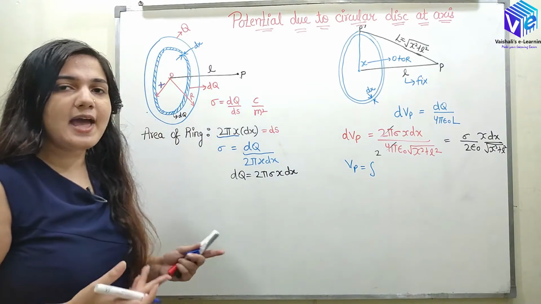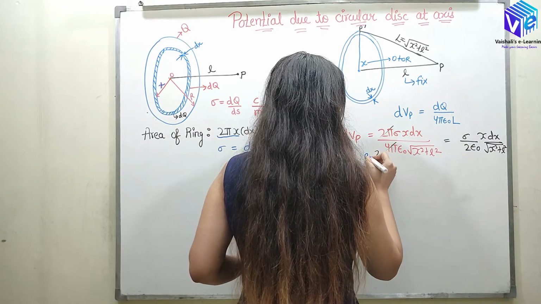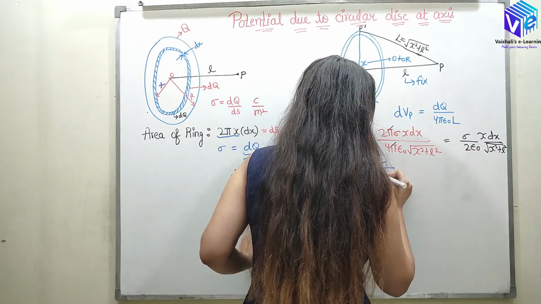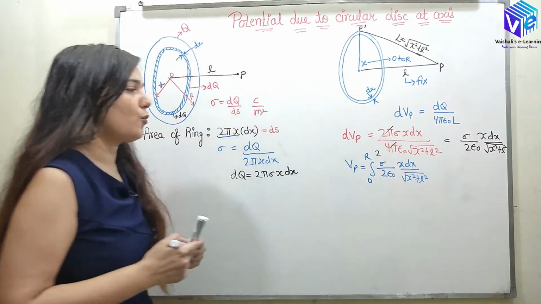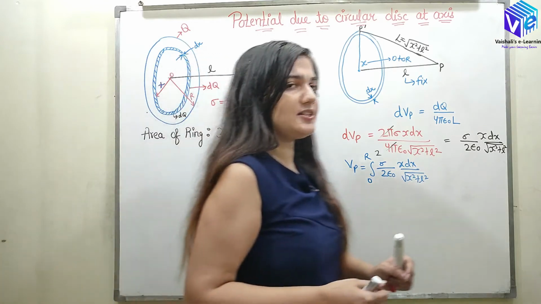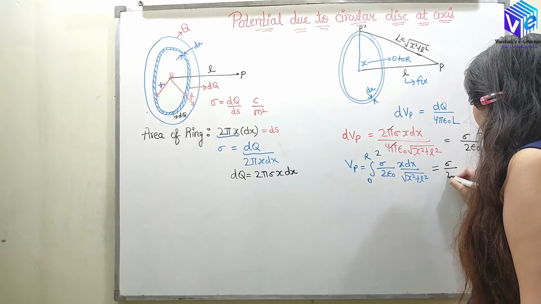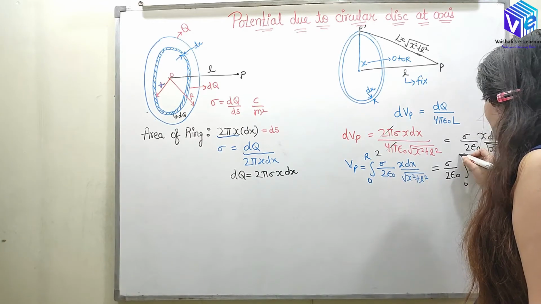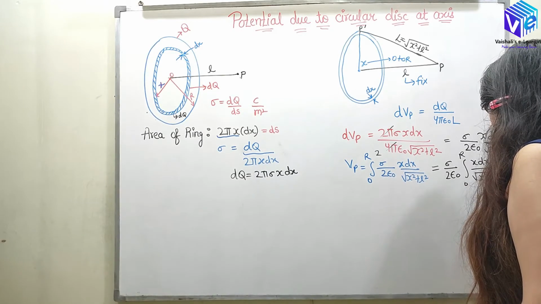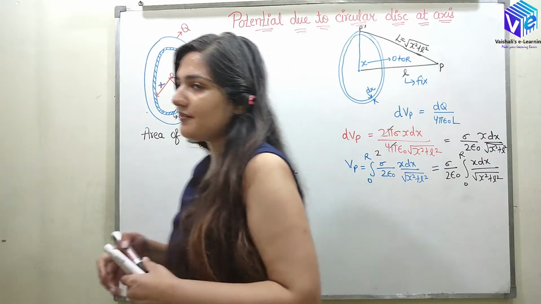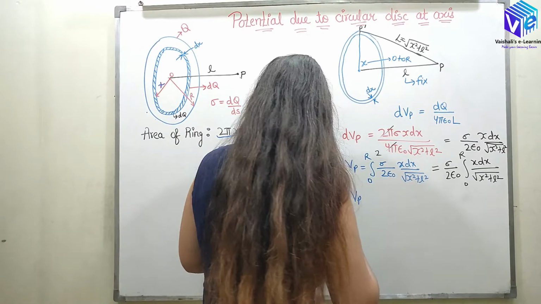So Vp will have the integration limits from 0 up to R. Now I have to put this term. What is changing? Only dx is changing, so I can take sigma upon 2 epsilon naught outside: sigma upon 2 epsilon naught, integration from 0 to R of x dx upon under root x square plus L square. Now you can find this integration and you will get Vp.